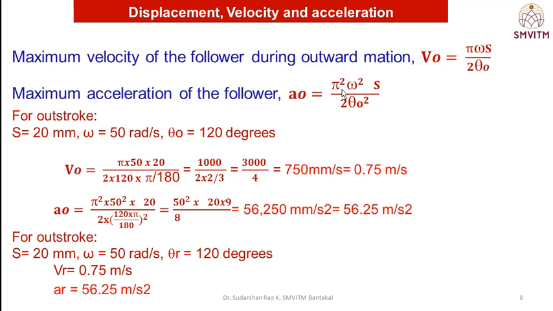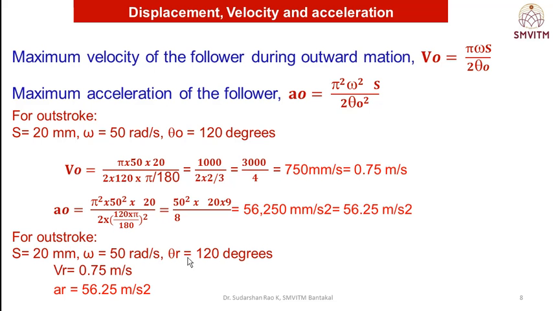Similarly, the acceleration of the follower is pi square omega square s divided by 2 theta naught square. This is the equation. To convert theta into radians, multiply the angle in degrees by pi by 180, that is 120 degree into pi by 180. So you will get the velocity. During the outstroke it is 0.75 meter per second, and the acceleration is 56.25 meter per second square. For the return stroke also it is the same.